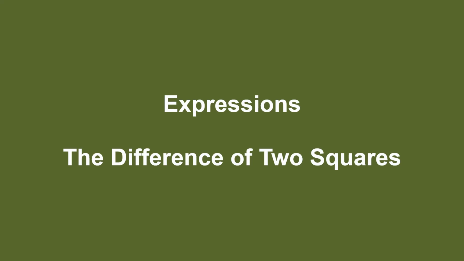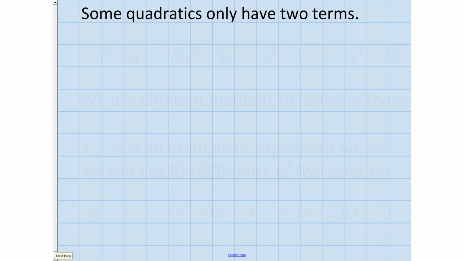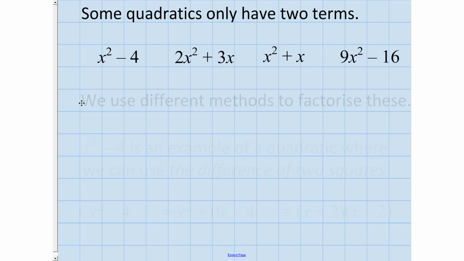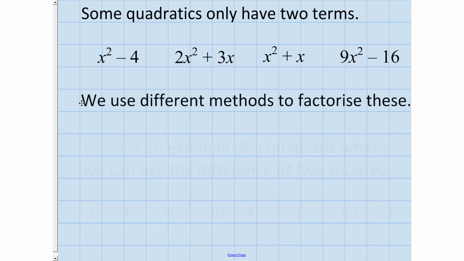The difference of two squares. Now, some quadratics only have two terms. For example, x squared minus 4, 2x squared plus 3x, x squared plus x, and 9x squared minus 16. And we can use different methods to factorise these.